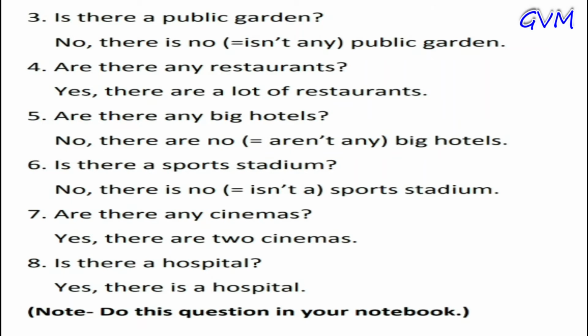Third, is there a public garden? No, there is no public garden. Fourth, are there any restaurants? Yes, there are a lot of restaurants. Fifth, are there any big hotels? No, there are no big hotels. Sixth, is there a sports stadium? No, there is no sports stadium.